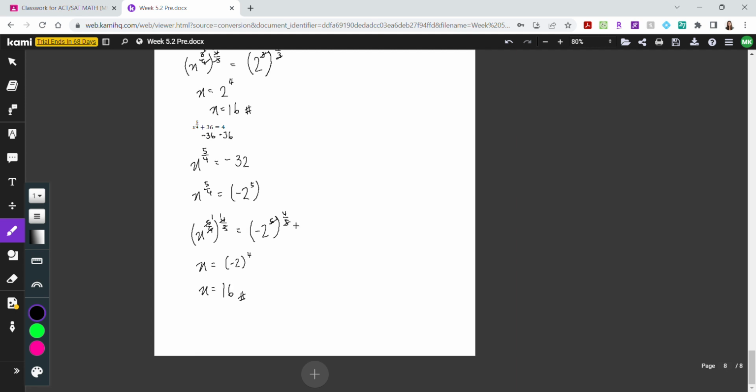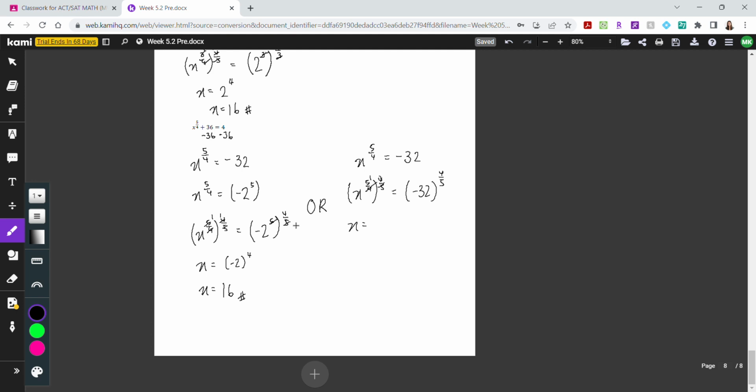All right. Now the other method that you could also use is from here. Let me just write it out. We have x to the power of 5 over 4 equals negative 32. I could just straight away multiply both sides with the reciprocal of 5 over 4, right? So we get x to the power of 5 over 4, times 4 over 5. I know this is going to give me 1, so I have x equals negative 32 to the power of 4 over 5, right?